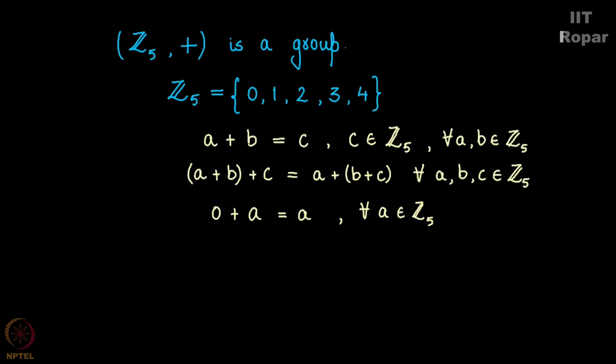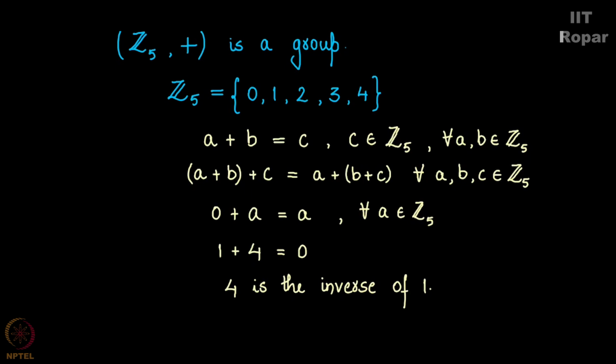What is an inverse here? Let us understand that. What is that number which when added to 1 gives me 0? What is that? If I add 2, I'll get 3, not 0. If I add 3, I'll get 4, not 0. And now if I add 4, I get 5. 5 divided by 5 gives a remainder 0, right? And hence 4 is the inverse of 1. 1 is the inverse of 4. Both ways it is true.